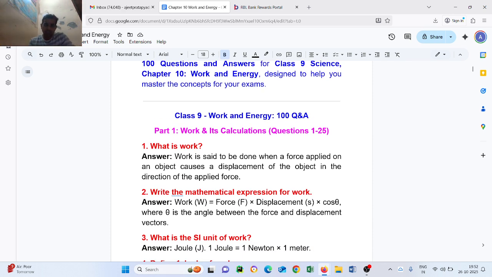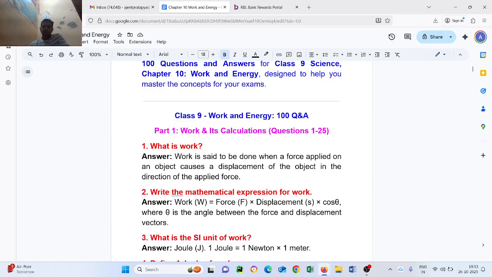Question number 1. What is work? Work is said to be done when a force applied on an object causes a displacement of the object in the direction of the applied force.